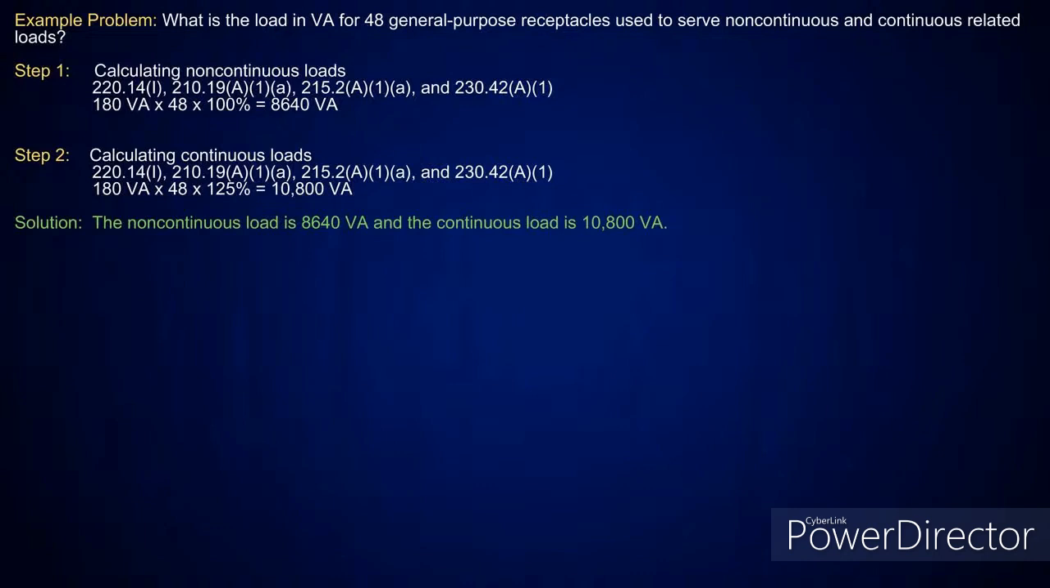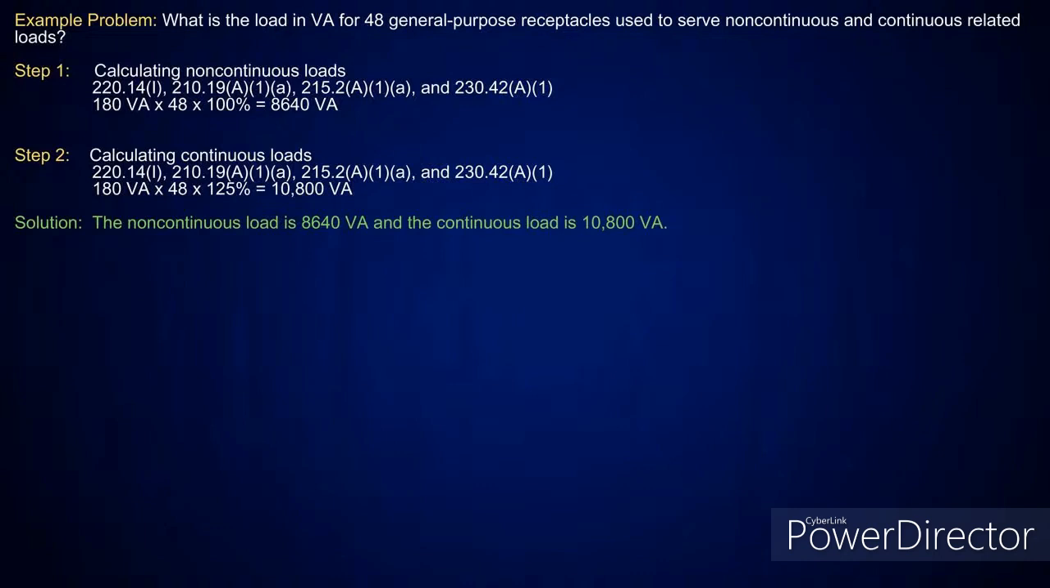So when I look at this, I've got 48 general purpose receptacle outlets, and I'm going to do it non-continuous and continuous. I'm just going to take 48 of them at 180 VA. That gives me 8,640. Then I had the same thing, but at continuous. I just add 125%, and that'll give me 10,800 VA.